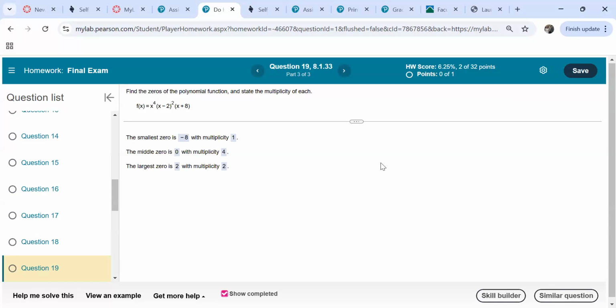All right. Here we want to find the zeros of the polynomial and state the multiplicity of each. Remember, multiplicity was the power. So we have f(x) is equal to x to the fourth, (x minus 2) squared, and we have (x plus 8). So the x plus 8 has an invisible power of 1 on it. So as far as zeros go, we set this equal to 0, and we were trying to solve for zeros. Here, this is where x would have to be equal to 0, which is just x equals 0. And that power is 4, so we have multiplicity of 4.